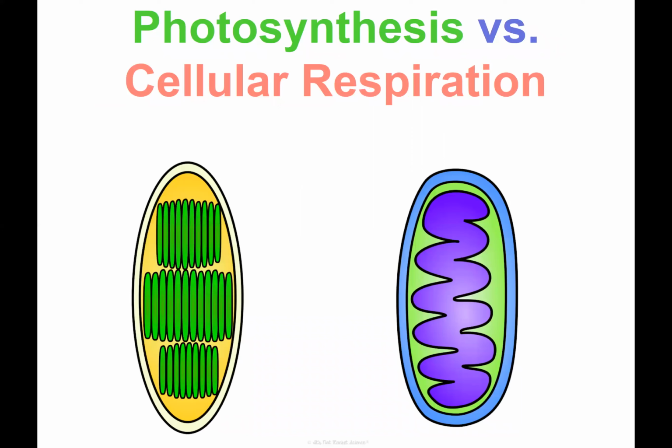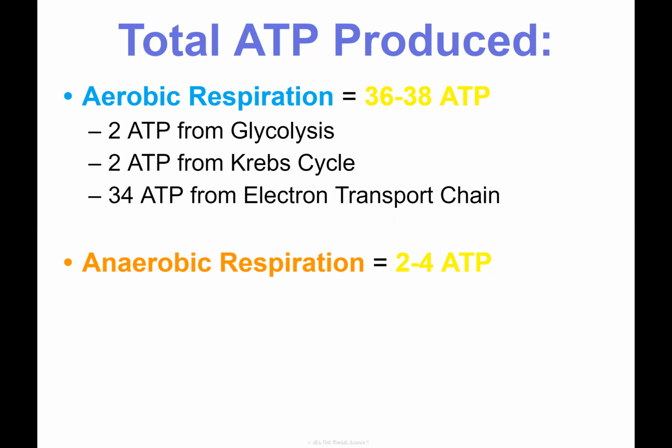When you go through anaerobic respiration, you can only make 2 to 4, okay? You're going to make 2 from glycolysis and 2 from either fermentation. Whether you're an animal, you'll go to lactic acid fermentation. If you're a yeast, for example, you'll go to the alcohol fermentation. So 38 versus 4, you can see, is a huge difference.